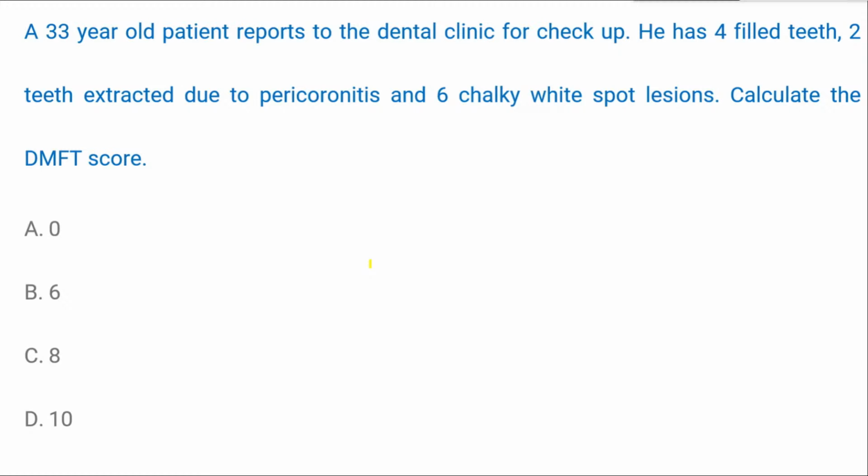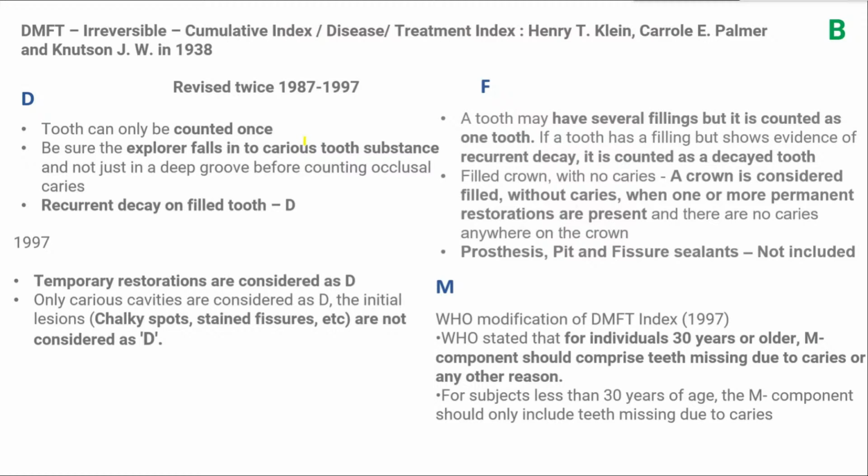So moving on to the concept discussed for this question, it will be the DMFT index. The decayed, missing, and filled tooth index was given by Henry Klein, Carol Palmer, and Knudsen in 1938. This was the first time the DMFT index was introduced, after which it was revised twice, in 1987. These are the combined criteria for the D, F, and M. I have put up the initial criteria and the modifications all in this slide. I'll just discuss what is important for this question.